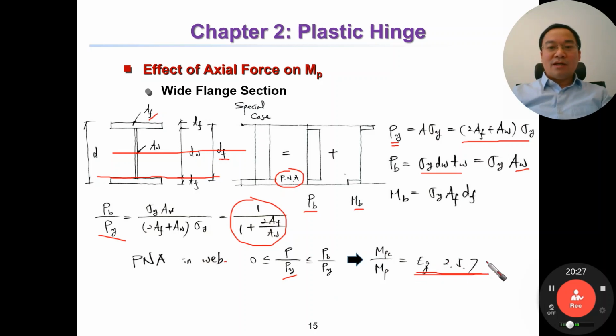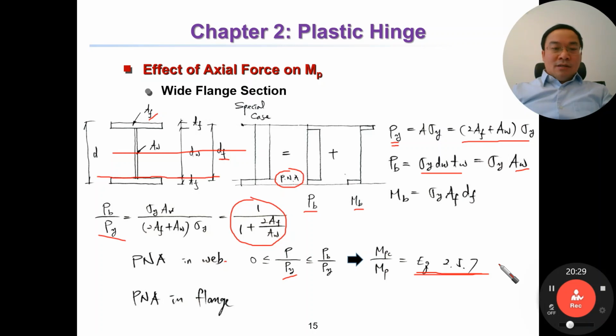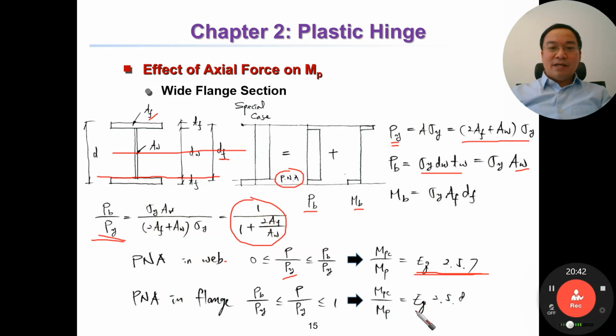Equation 257. If the P and A is in the flange, when P over PY is smaller than 1 and greater than this ratio, then MPC over MP is equal to this equation. Please check this equation in the textbook, okay?